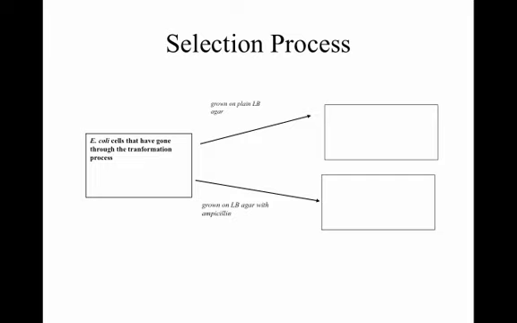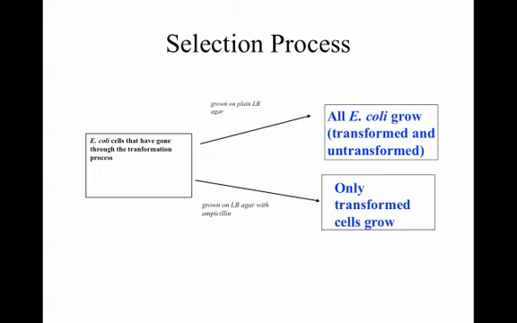What we can also do is take some of those cells, and now we're going to put them on LB agar with ampicillin. Again, now who grows? Transformed, untransformed, both, neither? That's the question, right? Well, remember, LB agar is just food. So if I put my E. coli cells that have gone through the transformation process on plain LB agar, everybody grows, right? Transformed, untransformed, it doesn't matter because it's just a buffet. So all E. coli will grow. The difference is the second plate. If I put them on the LB agar with ampicillin, now only my transformed cells grow, right? Only the ones that got the plasmid are going to grow. The untransformed ones can't survive, and so they die. That's how you're going to do the selection process, because you're not going to know who got the plasmid and who didn't. So you're going to put them on these plates, and by seeing who grows, then you know who got the plasmid.